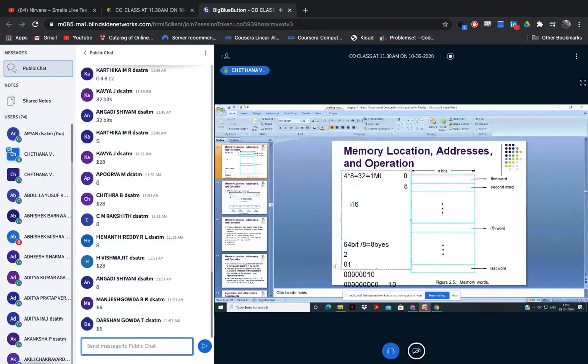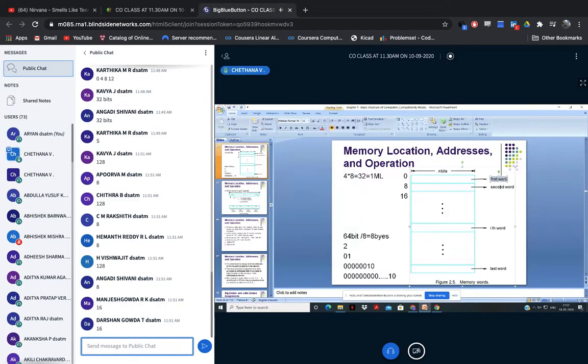After 16, what's the next data? 16 plus 8, next 24. 24 plus 8. Okay, now come to the very important point. I have written one piece of information here, something known as first word. Just see a first word.